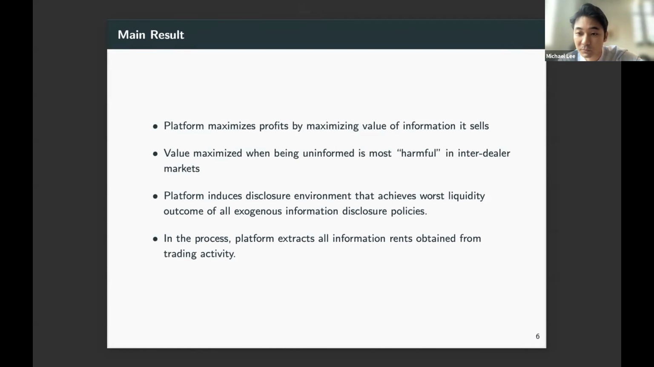Can I ask a question? Yes. Is there a reason for which you focus on the interdealer market? You could equally say we disclose information to everybody in the market or study questions around that. Why do you have this interdealer market plus the non-interdealer market?